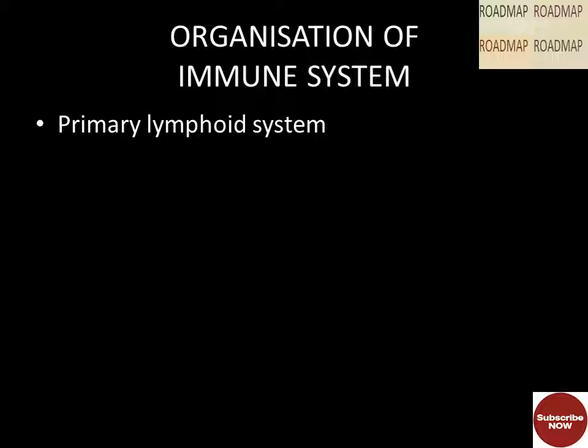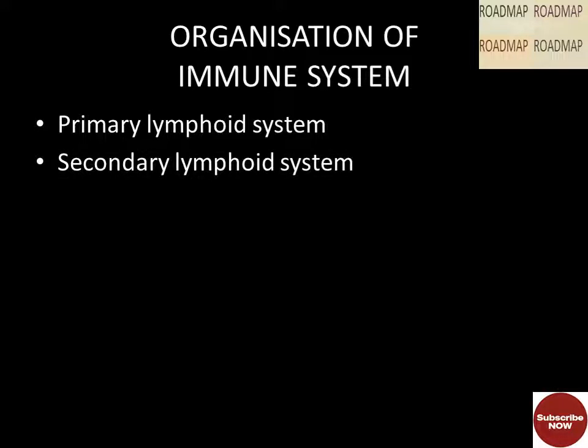Lymphocytes are a type of white blood cells. The thymus, which is situated above the heart, and the bone marrow are the central or primary lymphoid organs. T-lymphoid maturation occurs in the thymus, while B-lymphoid maturation takes place in the bone marrow. So this is the primary lymphoid organ.